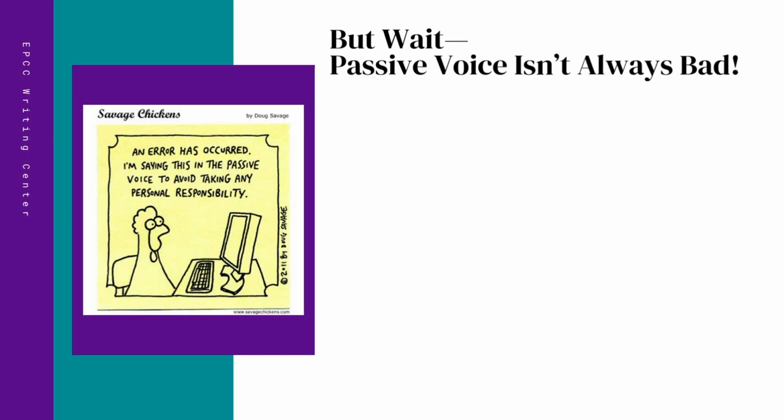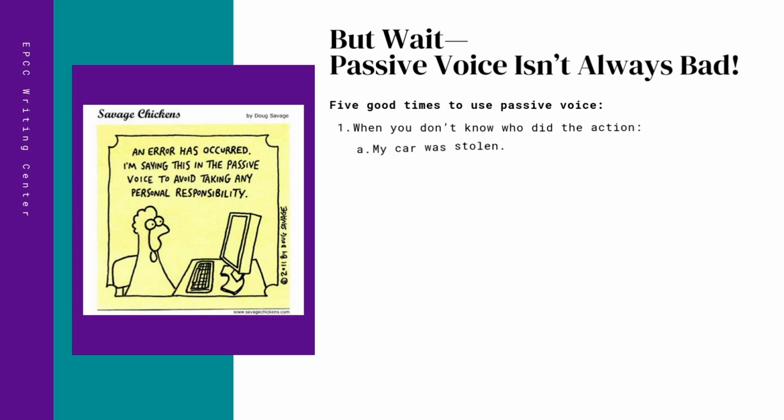But wait, passive voice isn't always bad. Let's not hate on passive voice entirely, because it does have its place. Here are five good times to use passive voice. Number one, when you don't know who did the action. "My car was stolen." No idea who took it, but it's still important to say it happened. Number two, when the actor isn't important. "The forms were submitted." Doesn't matter who submitted them, we care that it's done.